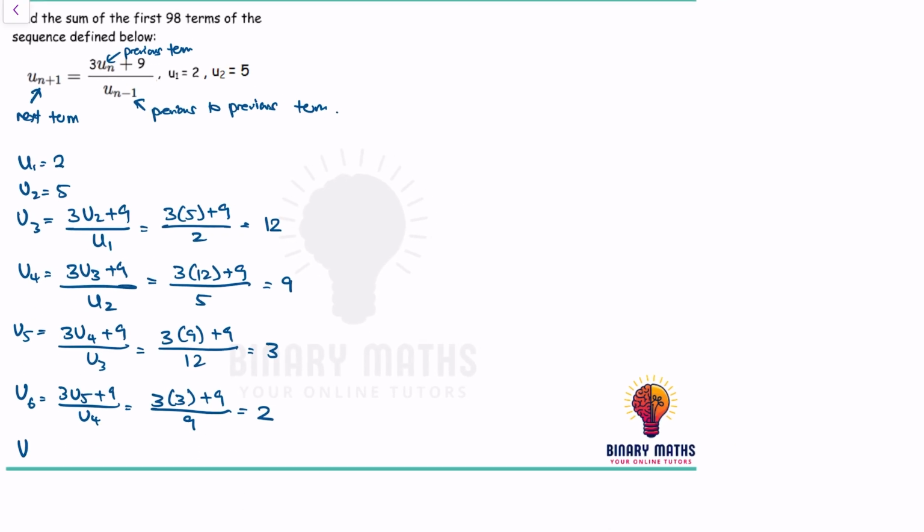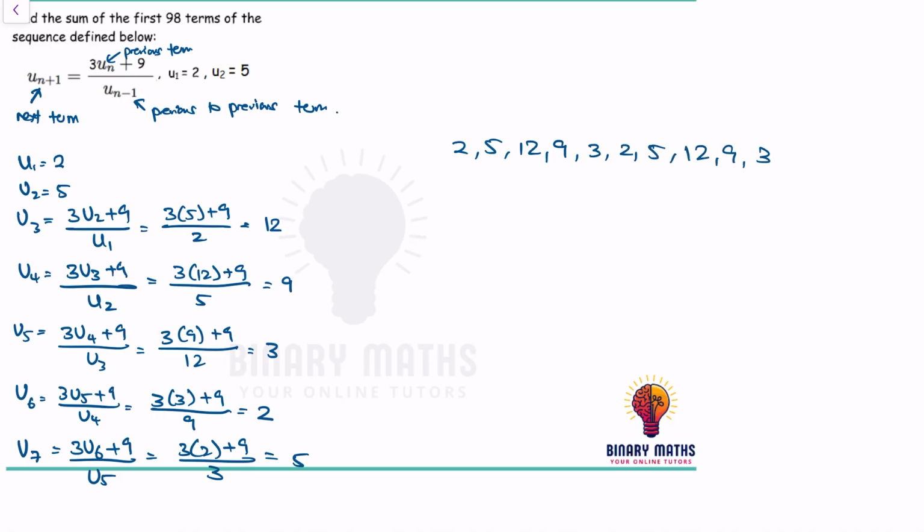Last one, hopefully, because if we've got 2 already, if we get 5 in the next one, then we know it's a periodic sequence. U7 will be 3 times U6 plus 9 over U5, which is equal to 3 times 2 plus 9 over 3. 6 plus 9 is 15. 15 divided by 3 is 5. So we've got 2, 5 again. So we've got the sequence 2, 5, 12, 9, 3, 2, 5, 12, 9, 3, 2, 5, and so on. So this sequence is a periodic sequence of order 5.